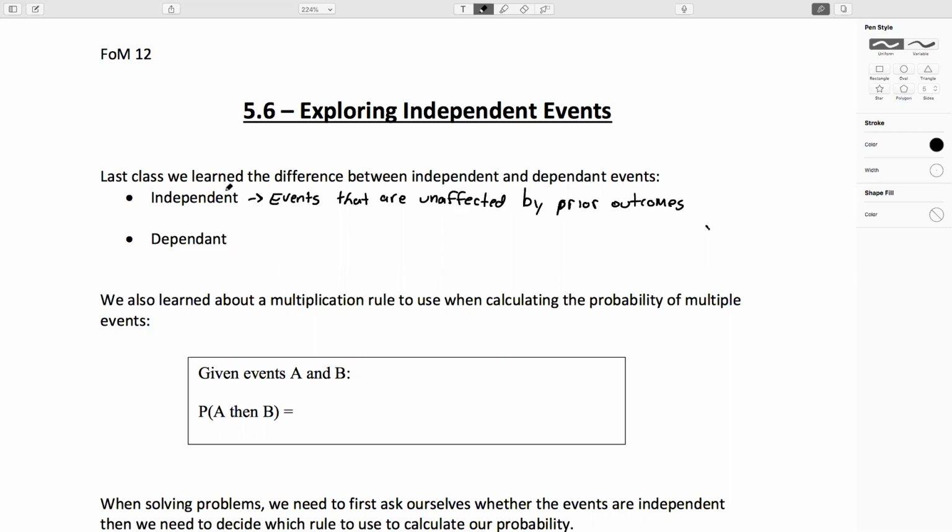If we compare this to a dependent event, it's a little different because dependents are events that are affected by prior outcomes. And so this would be an example like, let's say we're drawing from a bag of marbles, but this time we don't put the marble back. Now, the next time we go to pull a new marble, there's less in the bag and all our probabilities have been changed.